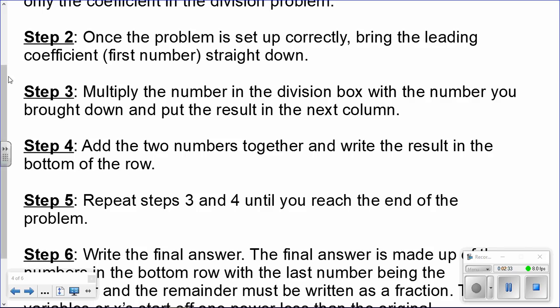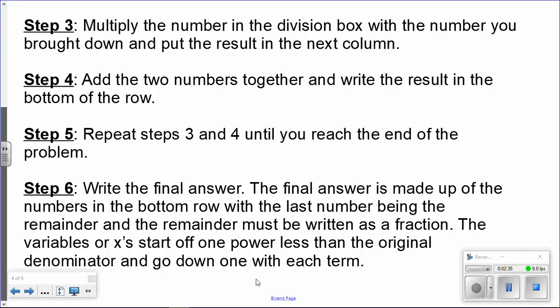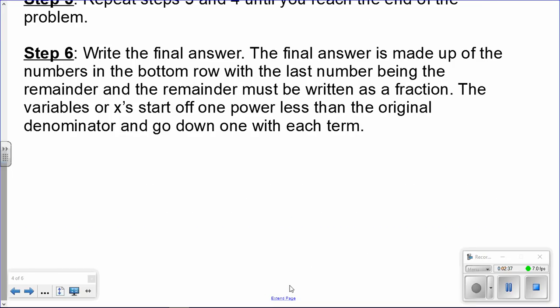And then finally, at step number 6, we write the final answer. Our final answer is made up of the numbers in the bottom row, with the last number being the remainder, and the remainder must be written as a fraction. The variables, or x's, if we have x as our variable, start off 1 power less than the original denominator and go down with each term.